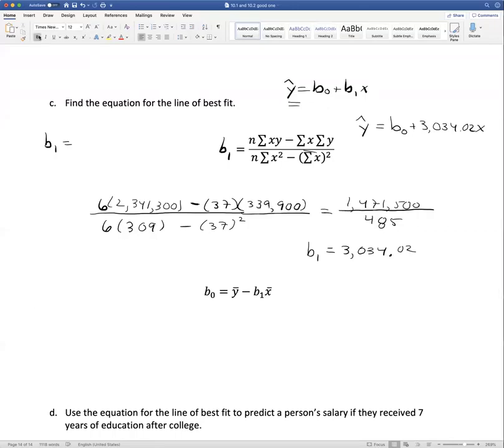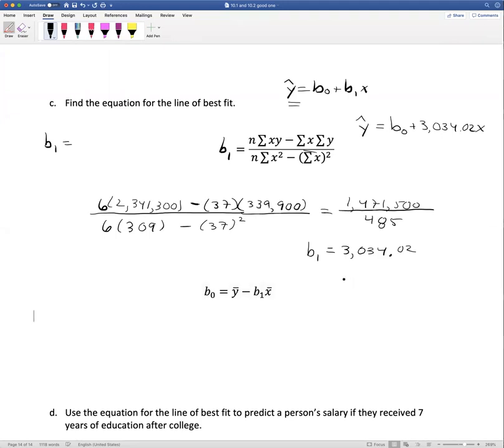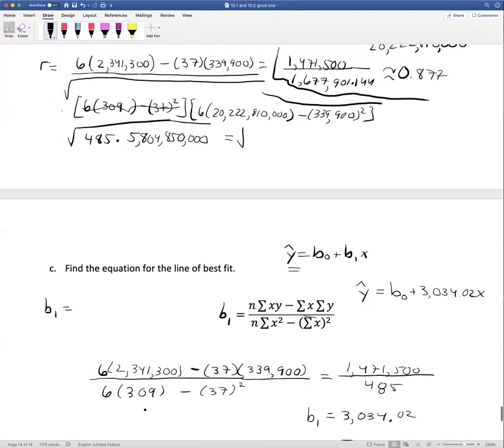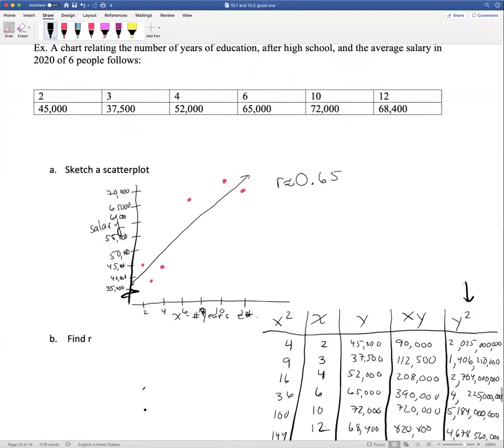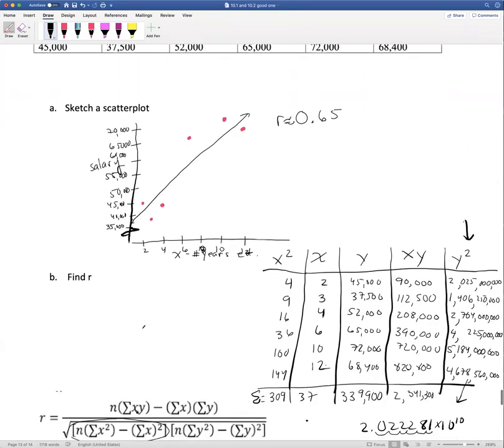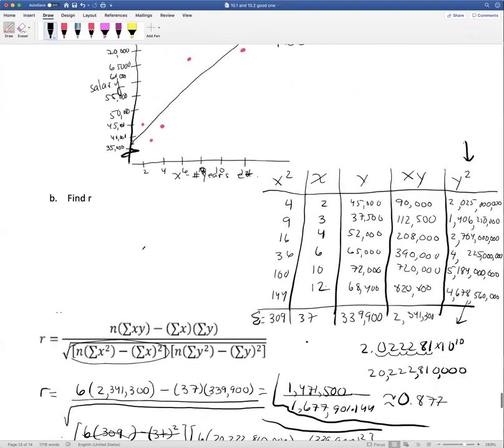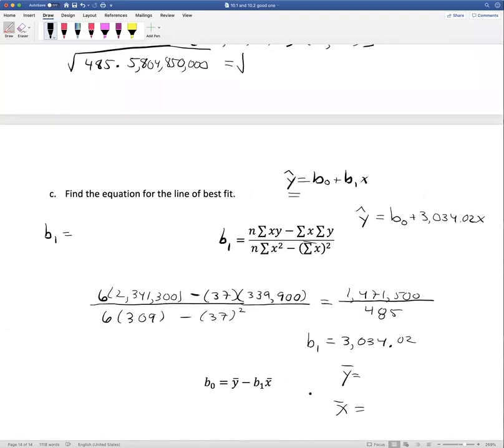Now remember that y hat and x hat mean we're dealing with the mean of the y values and then the mean of the x values. So let's go back up here and figure out what y hat and x hat are. Okay, so x hat means we're just going to take the sum of our x values and divide by however many there are. It's the mean of the x values. So we know that our x values sum to 37, and 37 divided by 6, because we have 6 x values, gives us 6.167. So x hat gives us 6.167 rounded to 3 decimal places.